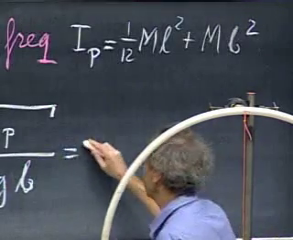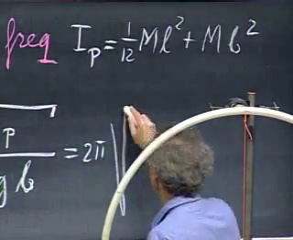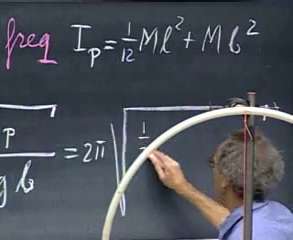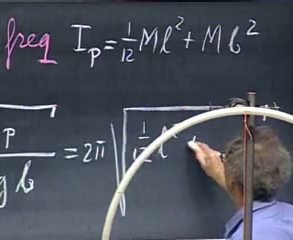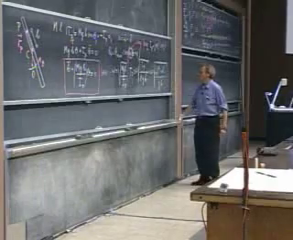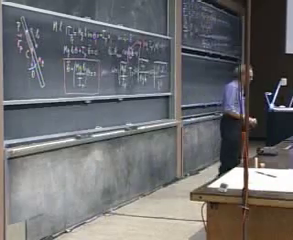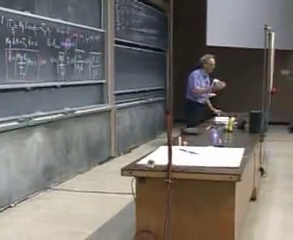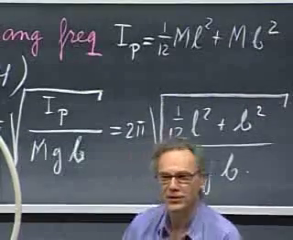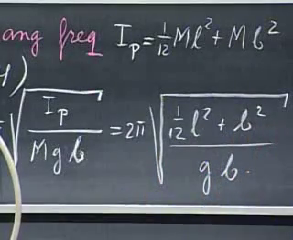And so now we find that the period is 2 pi times the square root of, I lose my m, so I get 1/12 L squared plus b squared, and I get here gb. And that is a very simple result when you come to think of it. I mean, this would have been a complete headache to do in any other way. And this always baffles me so much. Some of you think that physics is difficult, but I always think of it the other way around. I always think that physics is there to make very difficult things easy.